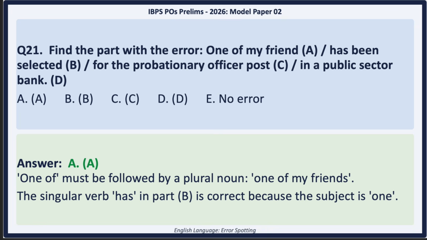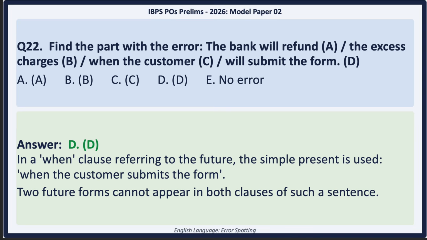The correct choice is A. One of my friend is an error. It must be one of my friends. The singular verb has later on is correct because the subject is one, but the pool must be plural. That makes total sense. Question 22 evaluates future time clauses.